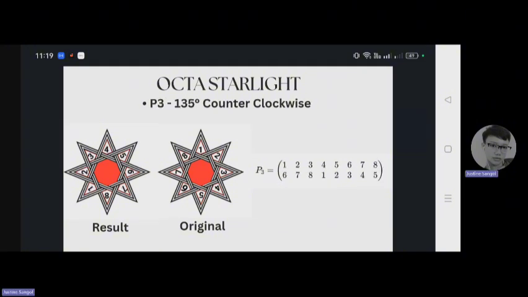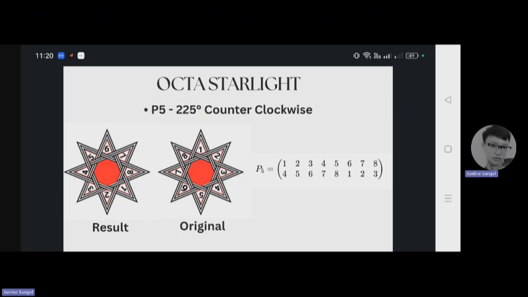So next movement is rho 3, which is 135-degree counterclockwise. So rho 3 is equal to 1 to 6, 2 to 7, 3 to 8, 4 to 1, 5 to 2, 6 to 3, 7 to 4, and 8 to 5. And the next movement is rotate 180-degree counterclockwise. And rho 4 is equal to 1 to 5, 2 to 6, 3 to 7, 4 to 8, 5 to 1, 6 to 2, 7 to 3, 8 to 4.